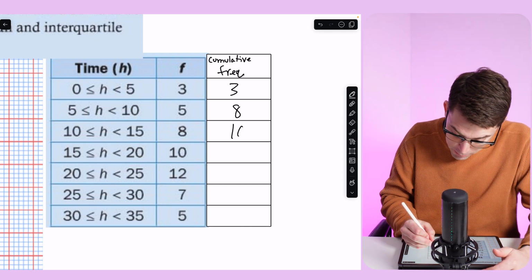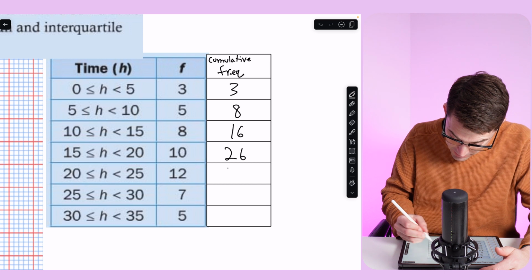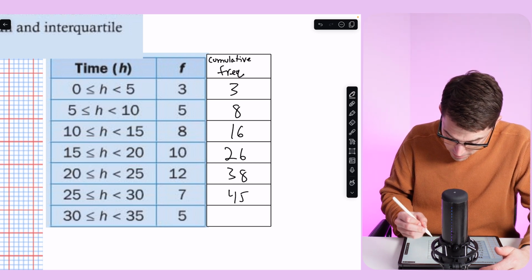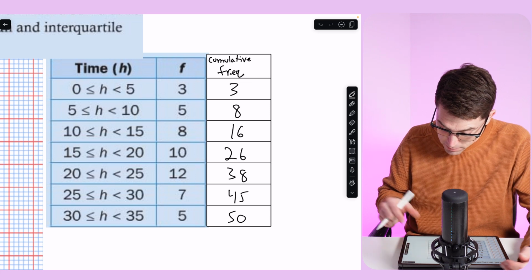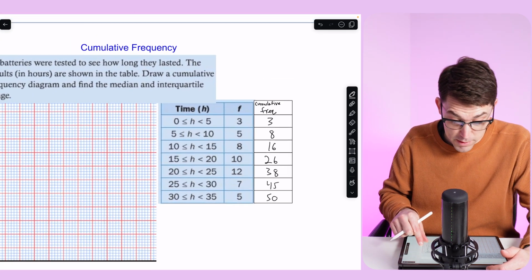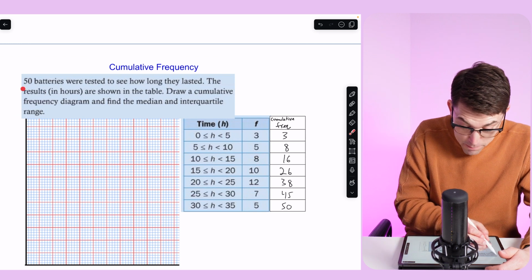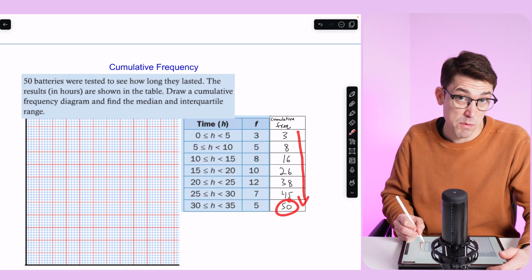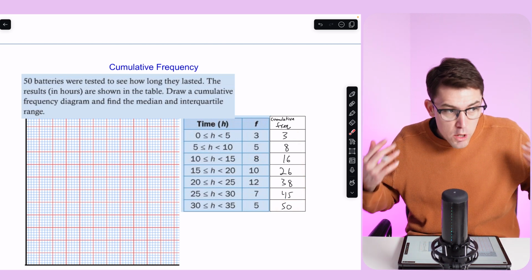So now that I have 8, I would have 16, then I would have 26, then I would have 38, then I would have 45, then I would have 50 batteries. So it should, because based on the problem, I had 50 batteries that were tested. So this all should add up to 50, because if it doesn't, that means we made a mistake somewhere. So how do we go about drawing this?